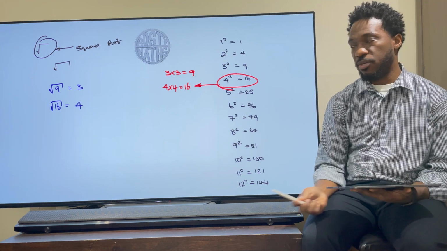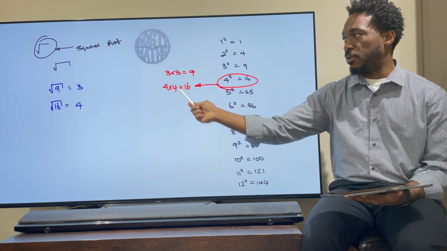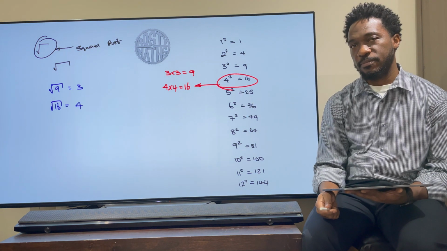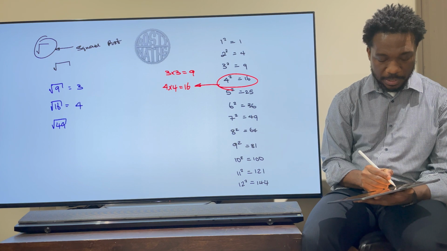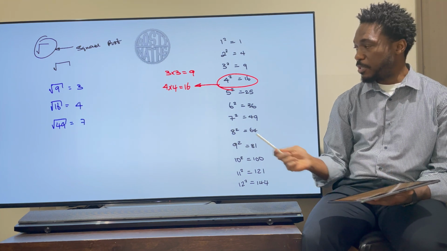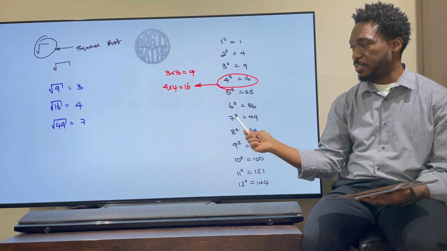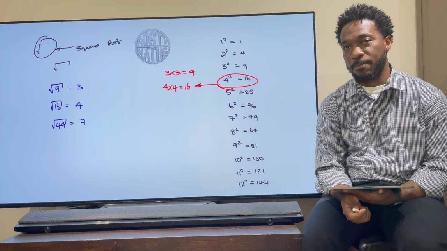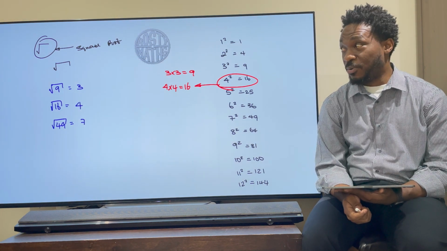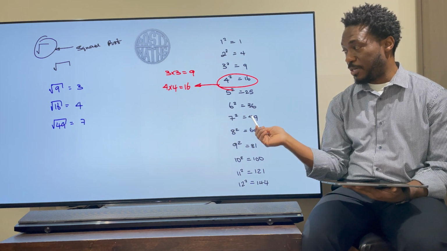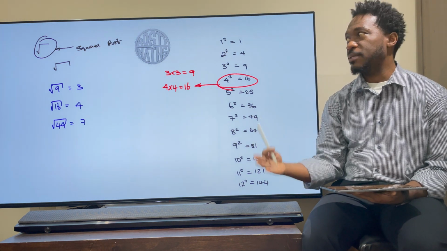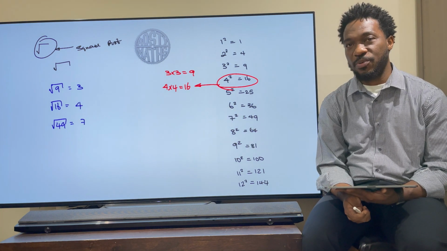And that's because I know the squared factor of 16 is 4. If I square root 49, my answer is going to be 7, because I know the squared factor of 49 is 7. And that's it, guys. That's all a square root does. All it does is take a square number and undo it, bringing it back to its squared factor.